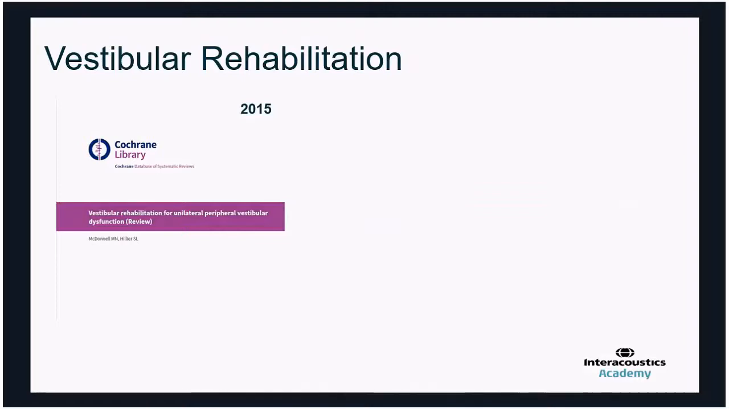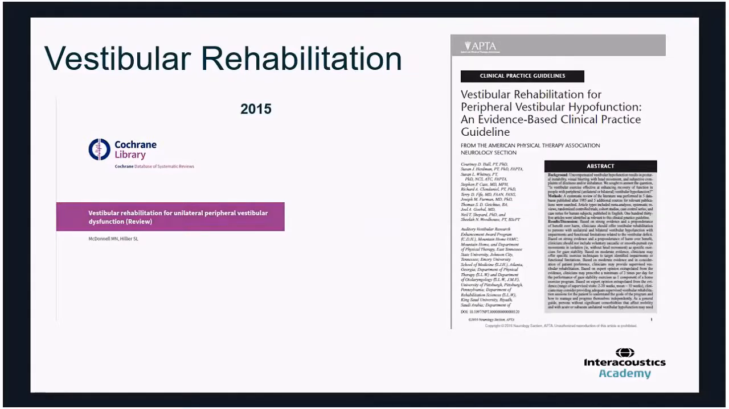One by the Cochrane group looking at vestibular rehabilitation for unilateral peripheral vestibular dysfunction in the UK, and they've reported a few different versions of that. The most recent is in 2015. And vestibular rehabilitation for peripheral vestibular hypofunction by the American Physical Therapy Association as well, APTA, and they published their findings in 2016. What these studies actually demonstrated, well, let's take the Cochrane one, for example.